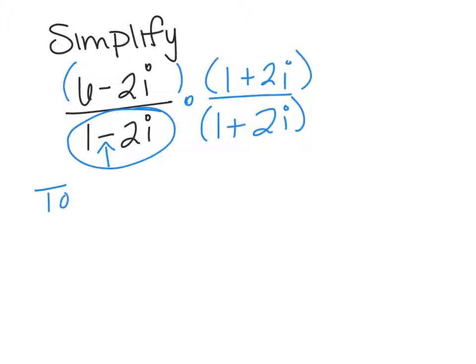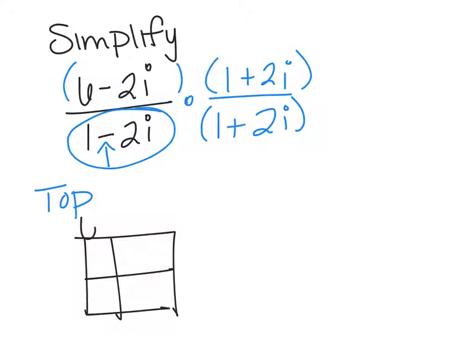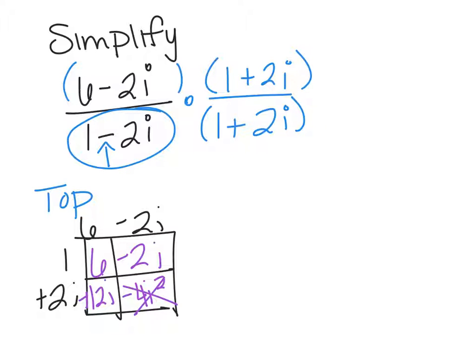Okay, so now I'm going to take the top and multiply them here. So 6 minus 2i, 1 plus 2i. That gives me 6 minus 2i plus 12i minus 4i squared, which this becomes the opposite, which is 4, because negative 4 times negative 1. So on the top, I have 10 plus 10i.